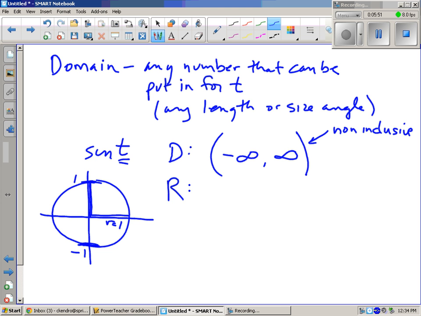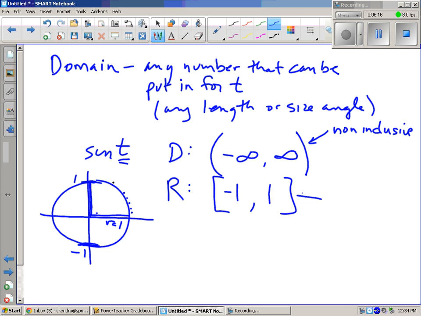Now you might say, well, what about x? Well, x is the input. X can be any angle that you want around here. Okay, so it's not the length on the x-axis. It's what angle or length that you put into this function right here. So our range then is from -1 to 1.